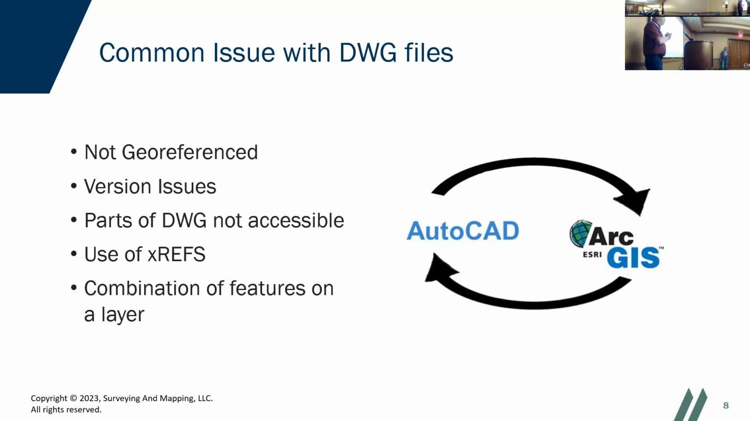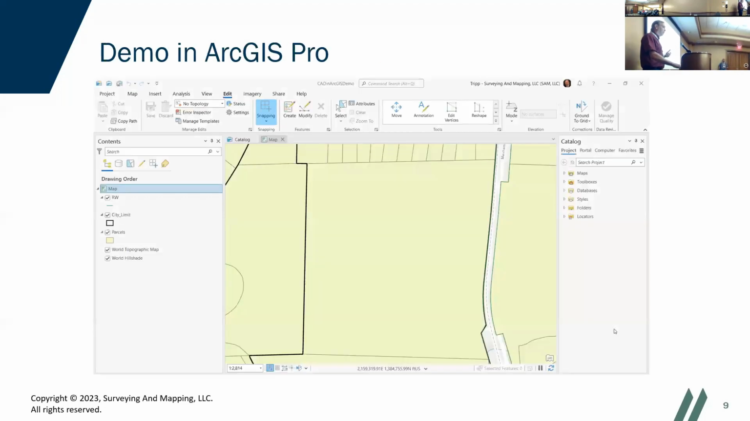I already mentioned that there are parts of the drawing file that are not accessible. I mentioned the object data tables potentially not being accessible in paper space. So anything stored in paper space is not accessible in ArcGIS, whether it's ArcMap or ArcGIS Pro. So there are some issues that we have in common or that pop up when we're trying to do that.